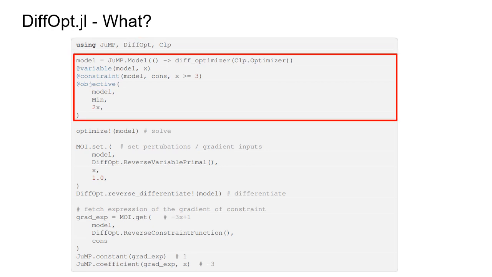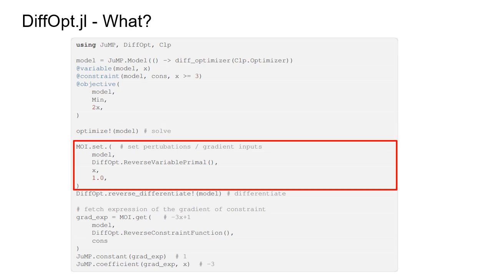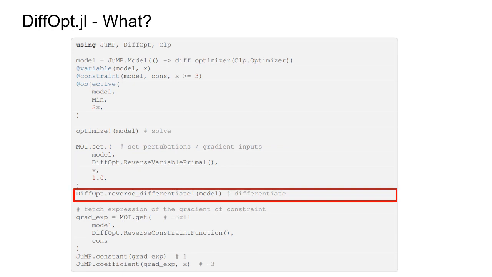Then, as you're used to, you construct your optimization program following whatever pipeline you use. You add your variables, add your constraints, add your objective. Then what you do with your optimization program, yes, you optimize it. Once that's optimized, you can move forward, and now you can start thinking about derivatives of your problem. First thing you do is set perturbations. In this case, we are setting perturbations associated with a primal variable, hence we are using reverse mode here. And then we apply the reverse mode, so all the linear algebra and all the algorithms required for the automatic differentiation are done in this part.